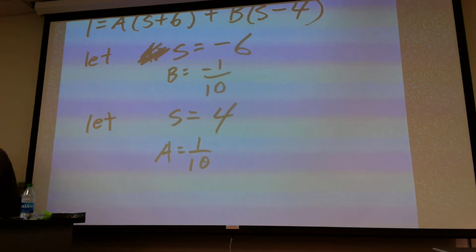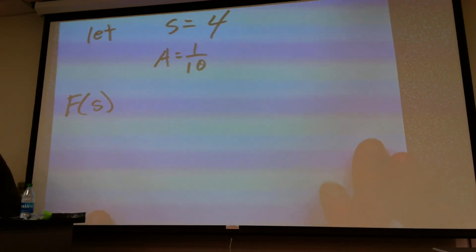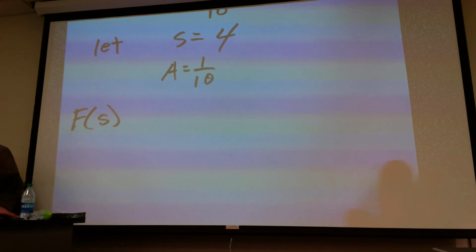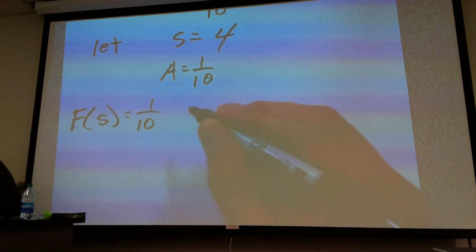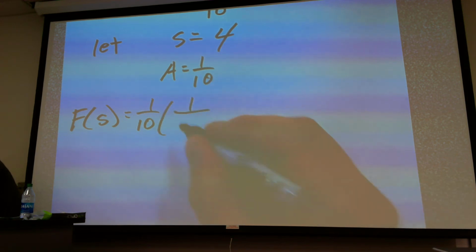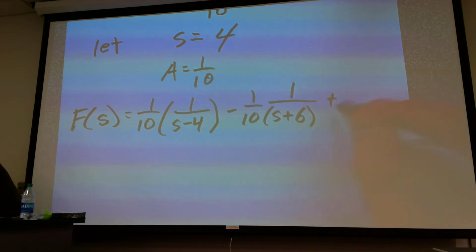Okay. All right, so let's look at the problem. We were at this a second ago. So F of s now, okay, so A is 1 divided by 10. So that's going to be 1 divided by 10 times 1 divided by s minus 4, and minus 1 divided by 10 times 1 divided by s plus 6. And then we had that extra term on there that was plus 2 divided by s plus 6.